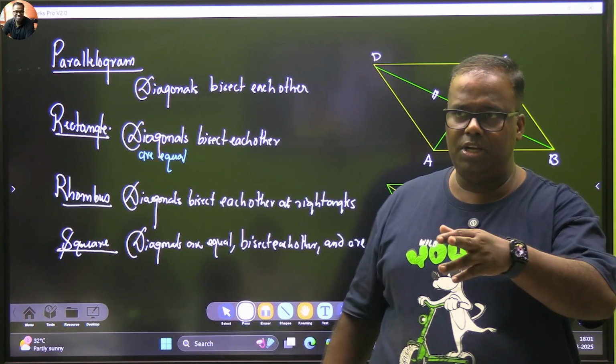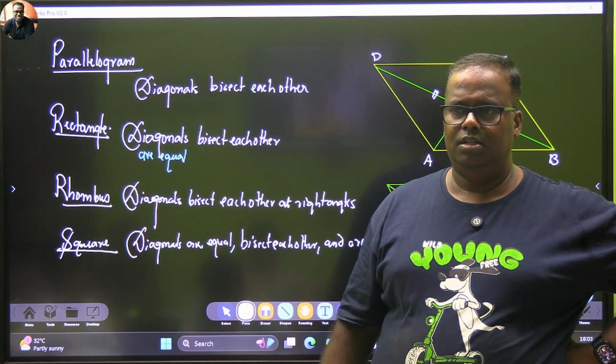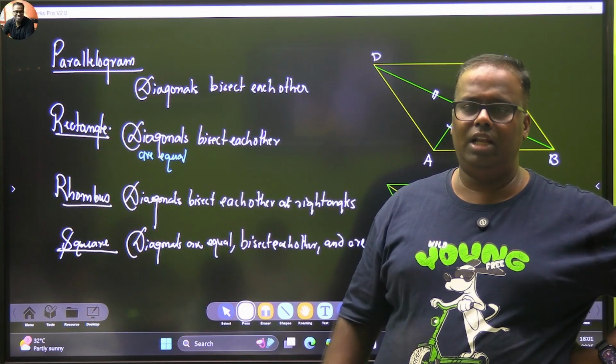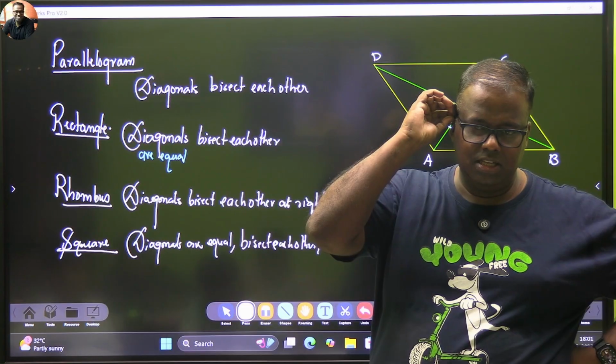Hey, how are you drawing the line? Yes, carpenters draw like that. If you draw a line like that, then put the pencil here. See.